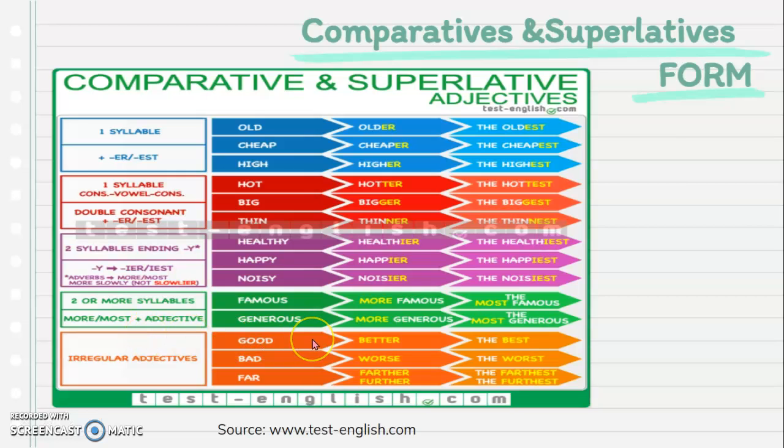Irregular adjectives are completely different in the comparative and the superlative form. For example, good, better, the best. Bad, worse, the worst. Far, farther, the farthest. Far, further, the furthest. Remember that further and the furthest are adjectives that we use when we want to compare imaginary distance, and we normally use them when we're talking about information.